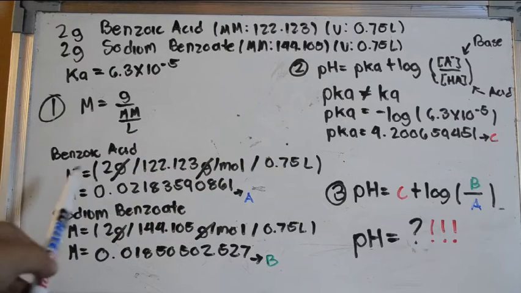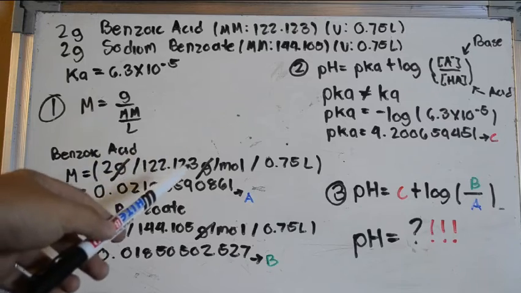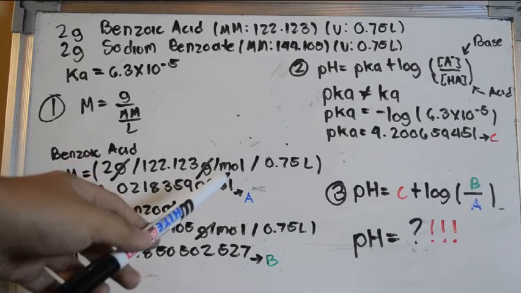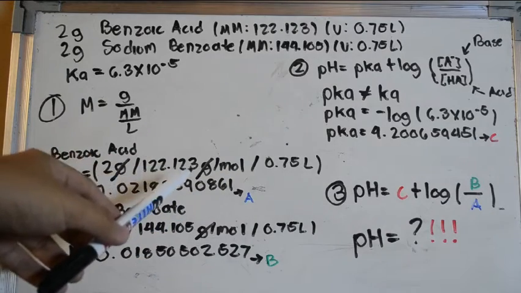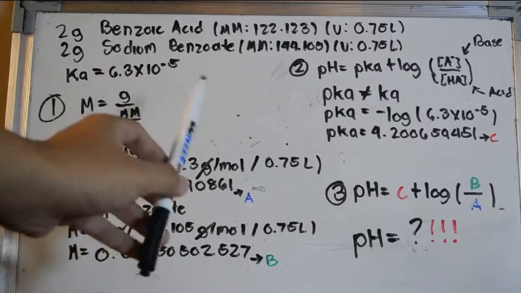Now, for benzoic acid, M is equal to 2 g over 122.123 grams per mole, divided by 0.75 liters. Now, I advise you take out your calculators and solve with me.